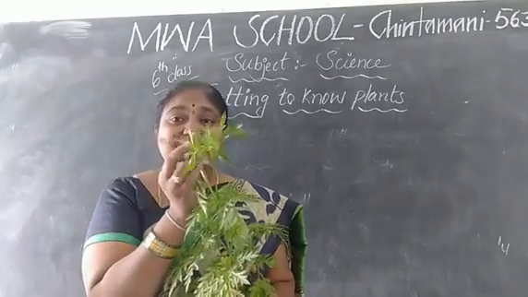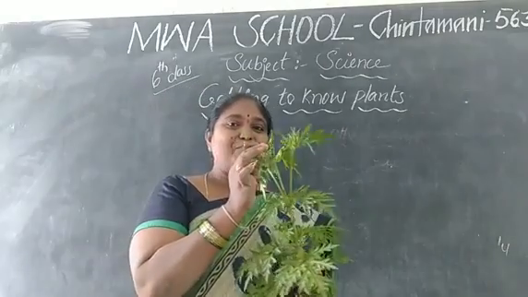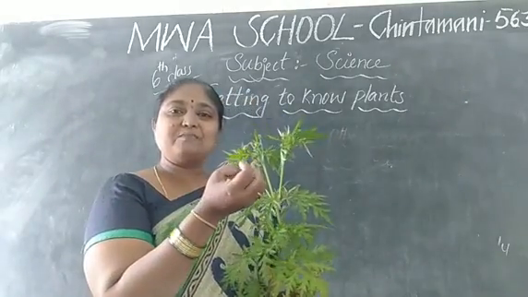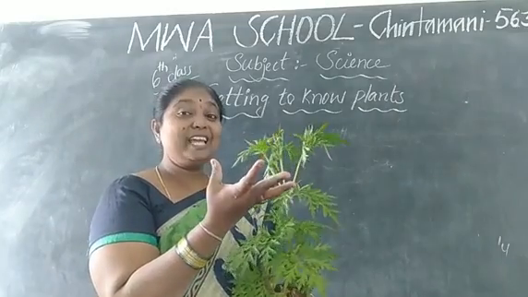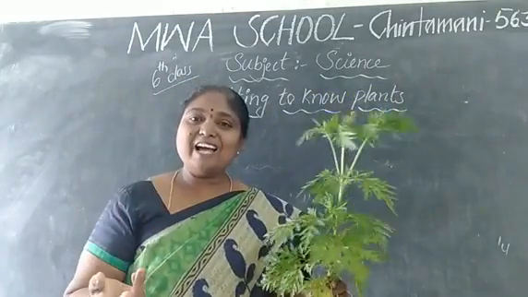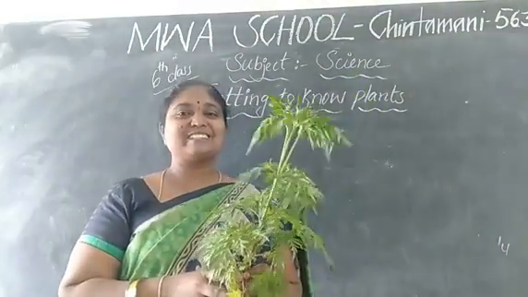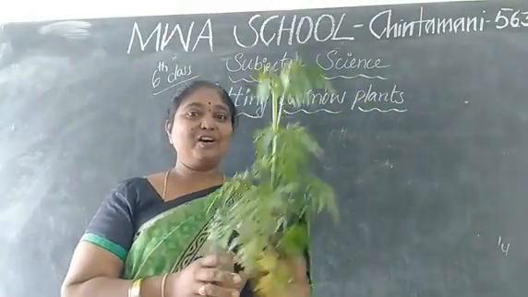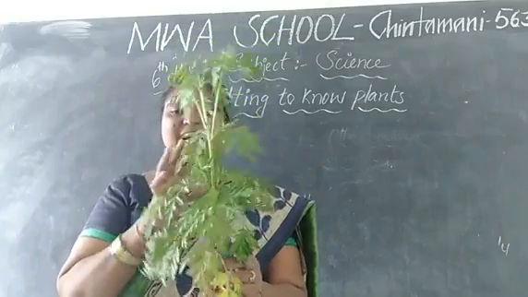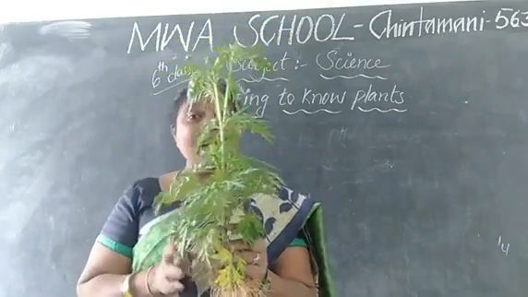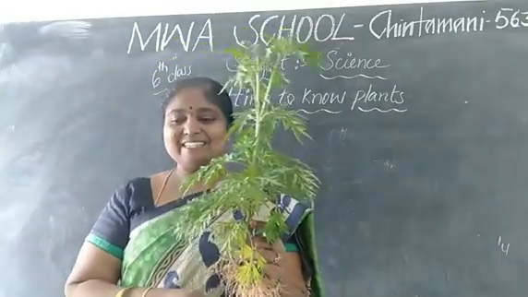Have you observed? It's a bud. If this bud becomes big, it comes out like a flower. After the flowers, it gives the fruits for us. So, this is the plant and these are the parts of this plant.